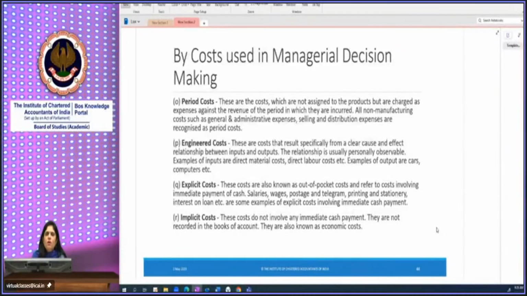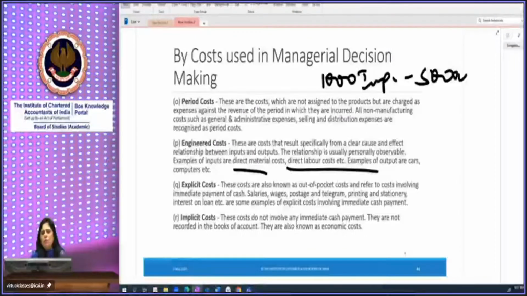Engineered cost. Engineered costs are where you have a direct relationship between input and output. Direct cost and benefit analysis you have. All right. So this much input has to give this much output. Where there is clear-cut measurement of input and output, that is called engineered cost. So all the costs of production, direct material, direct labor, are exactly like that. If 1000 input is going into it, 500 output should come out of it. Clear-cut cost and benefit, that is engineered cost.